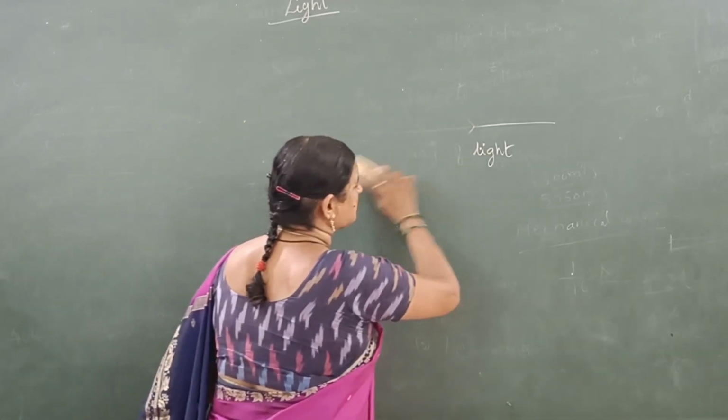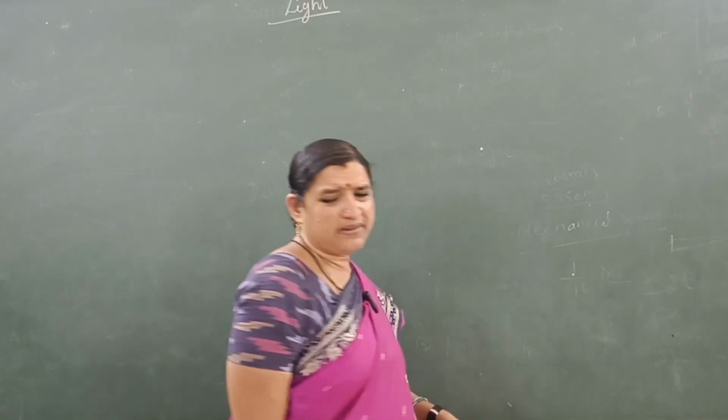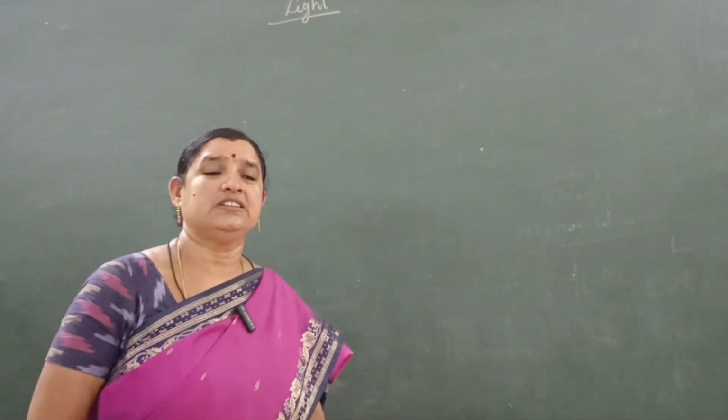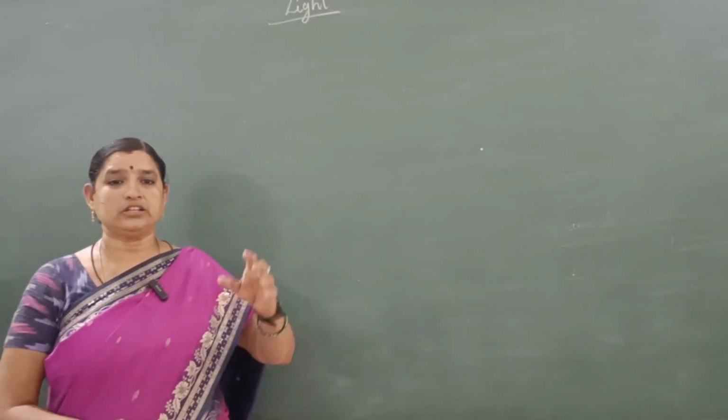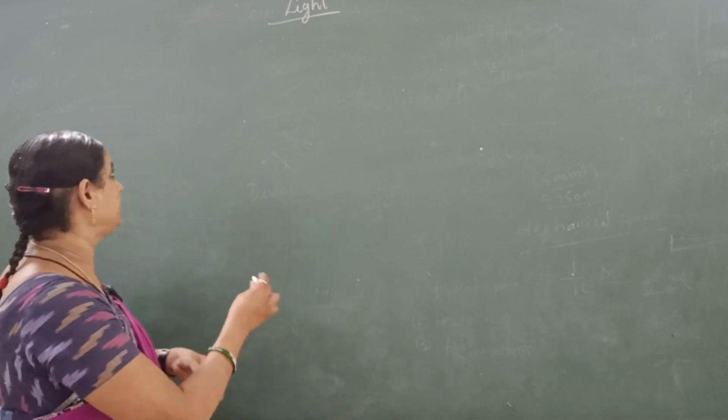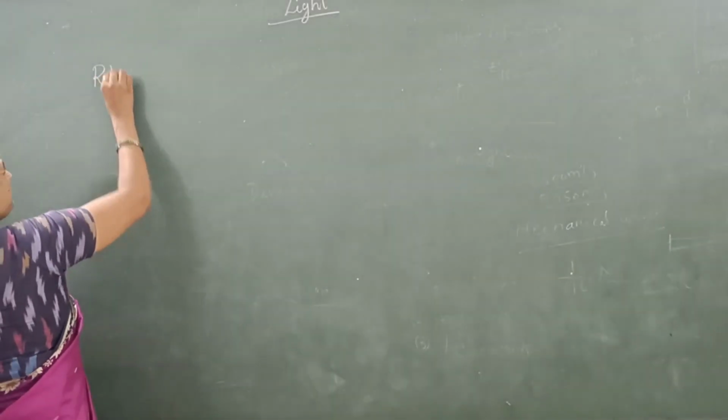Based on light propagation, it follows some phenomena like reflection, refraction, diffraction, dispersion, scattering. All these are the properties of light. Today we will discuss the reflection of light. Reflection.